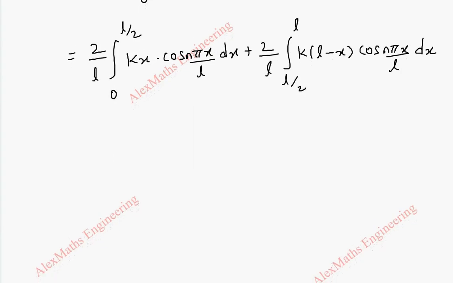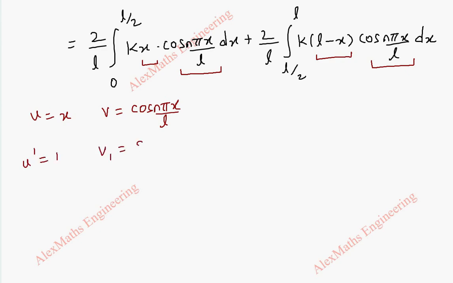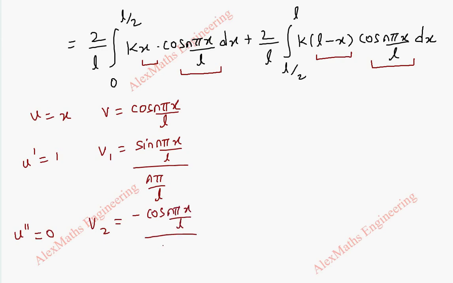Now we are going to continue with Bernoulli's formula. We have x and cos(nπx/L). k is a constant, so we can take it outside. Again we have these two terms. Coming to the first part, u is x and v is cos(nπx/L). u′ is 1. v1, the integration, is sin(nπx/L)/(nπ/L). And u″ will be 0 and v2 will be minus cos(nπx/L)/(nπ/L)².